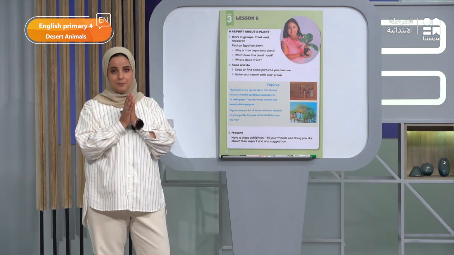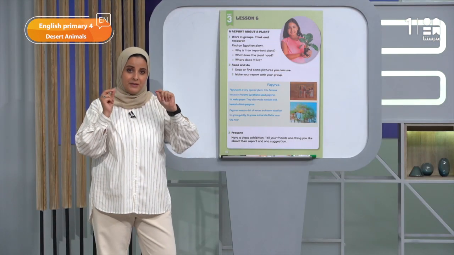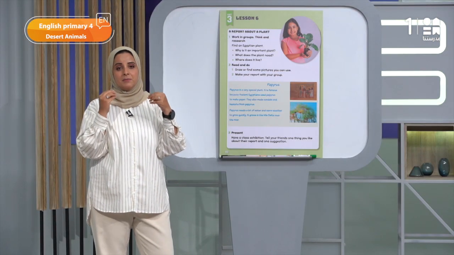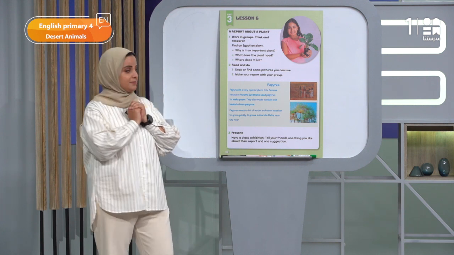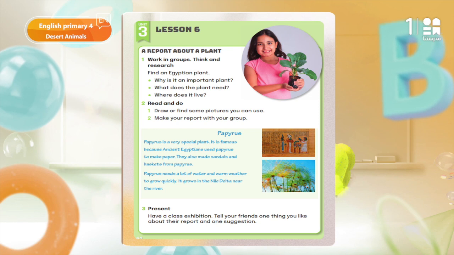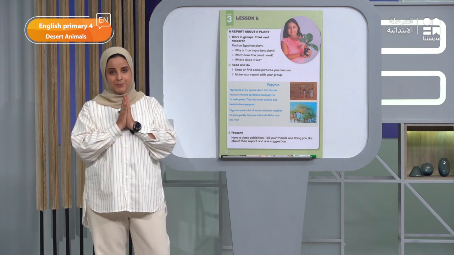Where does it live? البارت اللي احنا قلنا فيه انه بيحتاج كمية مية كبيرة جدا وكان ده السورس الأساسي للمية. Very good. It grows in the Nile Delta near the river. I am so proud of you.